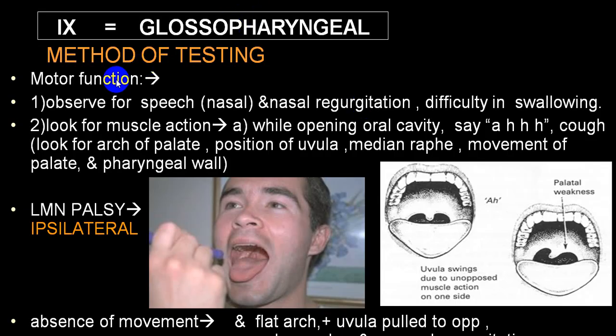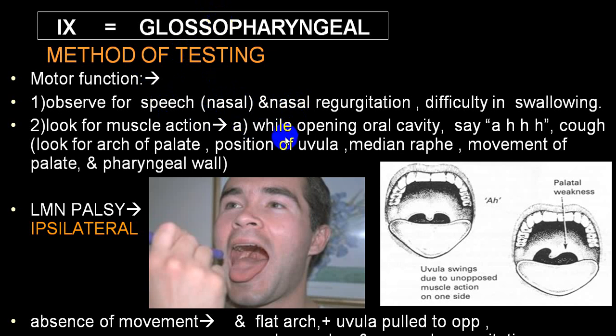So as far as the motor function is concerned, you ask the person to speak. If the person's soft palate is not moving properly, he will have a typical nasal twang. That is, when you ask the person to pronounce some words, like how are you, that will be a nasal twang. And the person will also have nasal regurgitation while swallowing. These will be the two characteristic findings which you will get in involvement of the glossopharyngeal nerve.